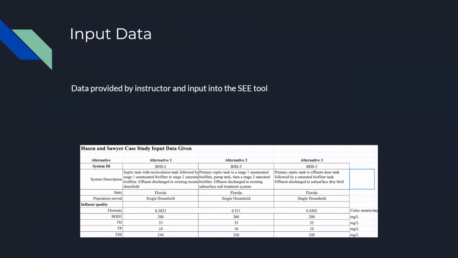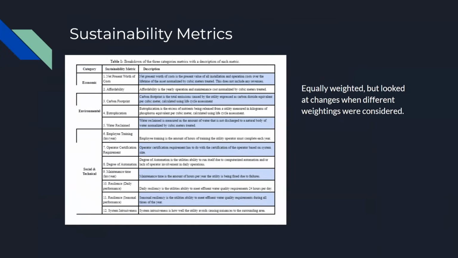Inputting data. The data we had was provided by the instructor, but we put it into the SEE tool ourselves. And you can see below an example of how it would be input into the system. As for the metrics that we looked at, we were looking at the economic, environmental, and social and technical impact of each system. In our results, you'll see we equally weighted everything, but we also looked at what changed if we weighted economic mainly, or environmental, or if we chose social and technical impacts to be the most important.